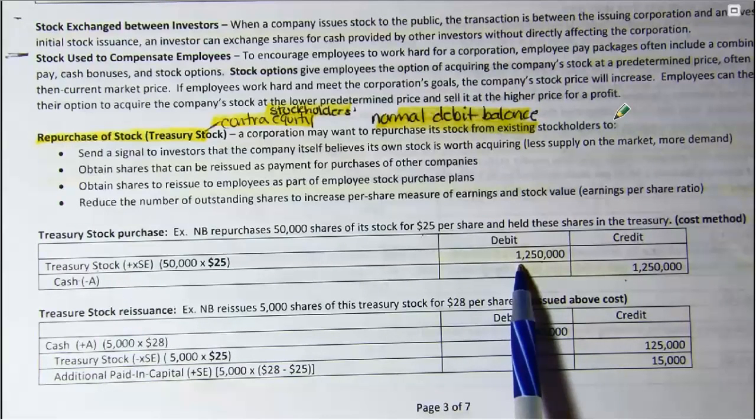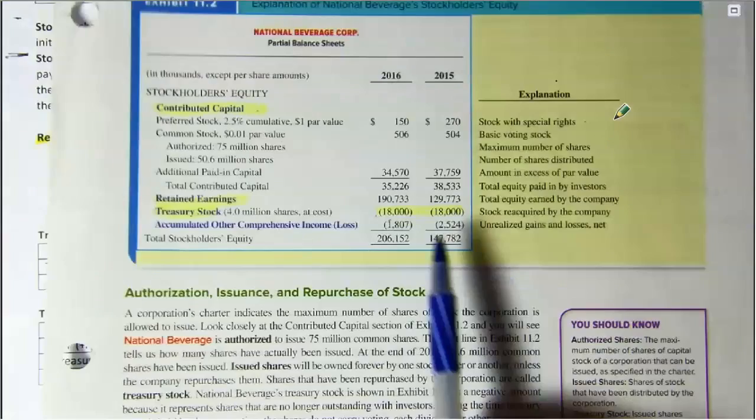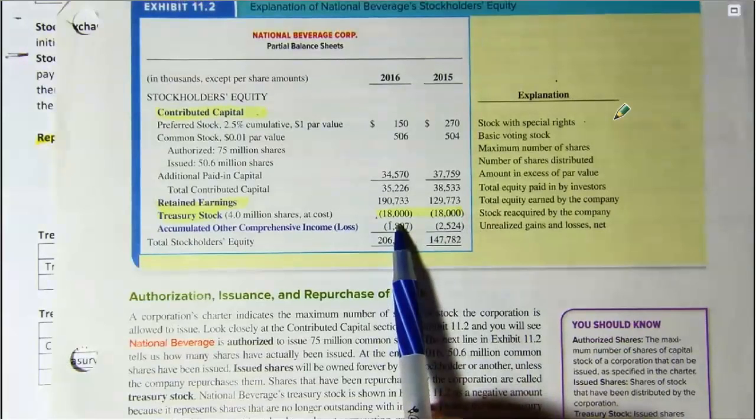Now again, normally Treasury, all the stock accounts have credit balances because they're on the right side of the accounting equation, so they have right side balances. But this account is a contra stockholders' equity account. It's subtracted. Why? Because you're reducing stockholders' equity when you give them their money back and buy back their shares of stock.